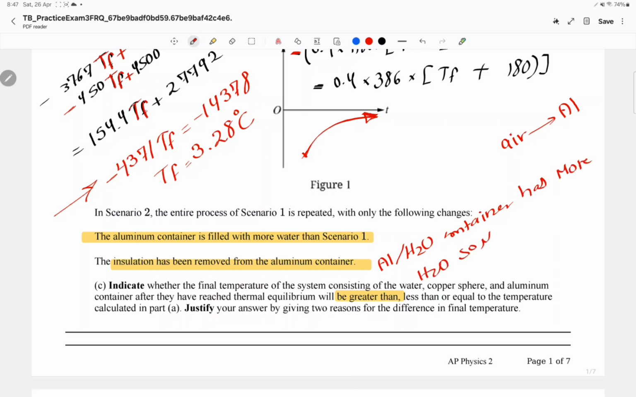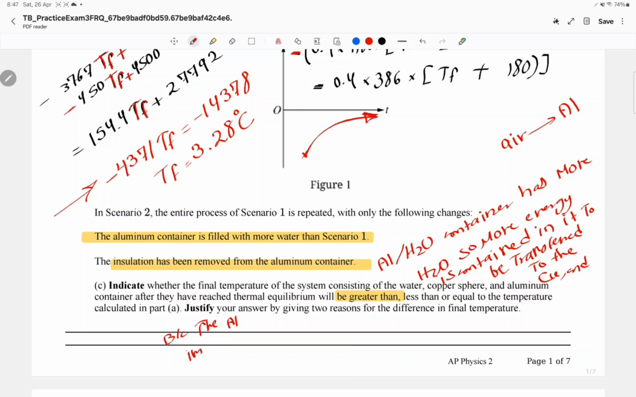has more water, so more energy is contained in it to be transferred to the copper, and because the aluminum insulation has been removed, so more energy can leave the aluminum water container. So greater than. Okay.